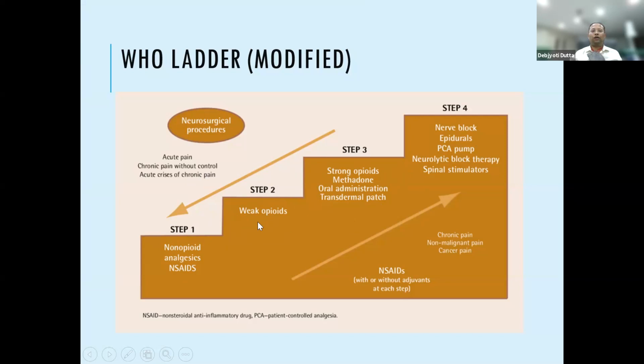Weak opioids, what are weak opioids? Tramadol is a weak opioid. Okay, then strong opioids, and then nerve block, our different procedures.